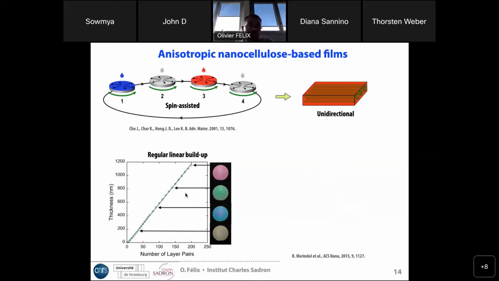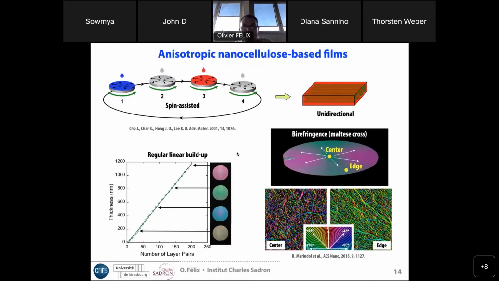And here you see the growth of the film. Again, it's the variation of the thickness as a function of the number of layer pairs. And you see that in this case, there is a linear or regular growth. And you see that your sample is changing colors when you're increasing the number of layers. That means the refractive index is constant, but the thickness is increasing, and you are just going through the different colors of the rainbow.